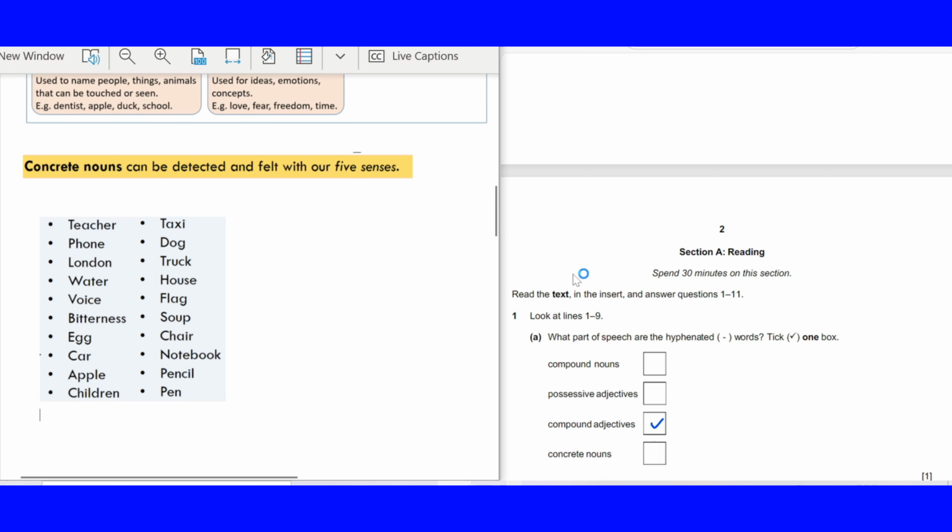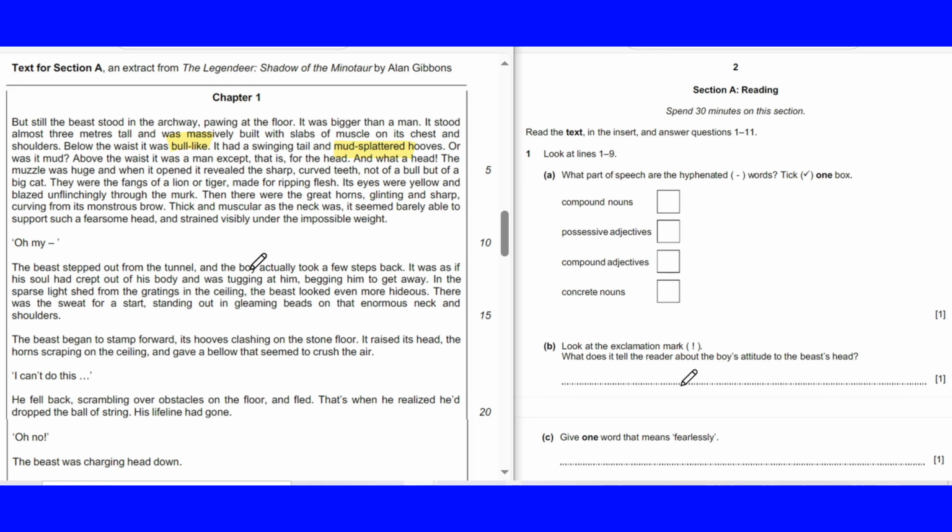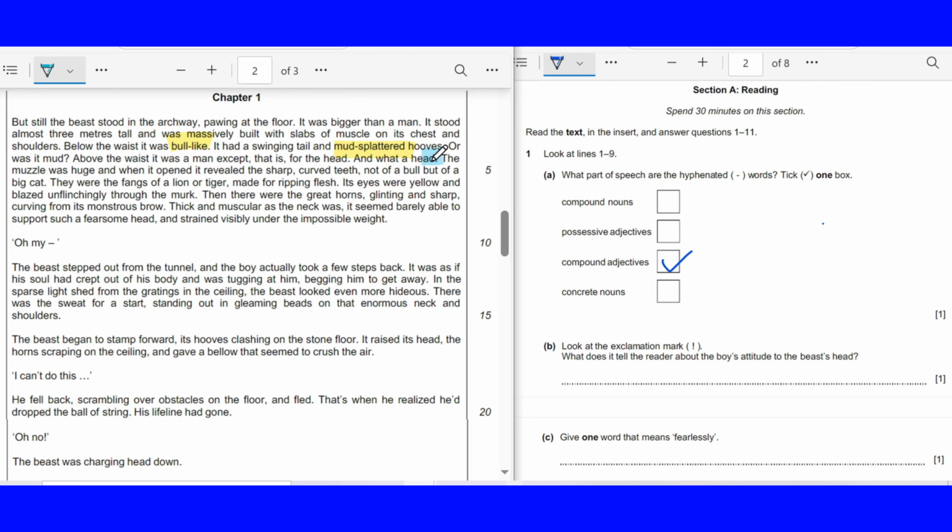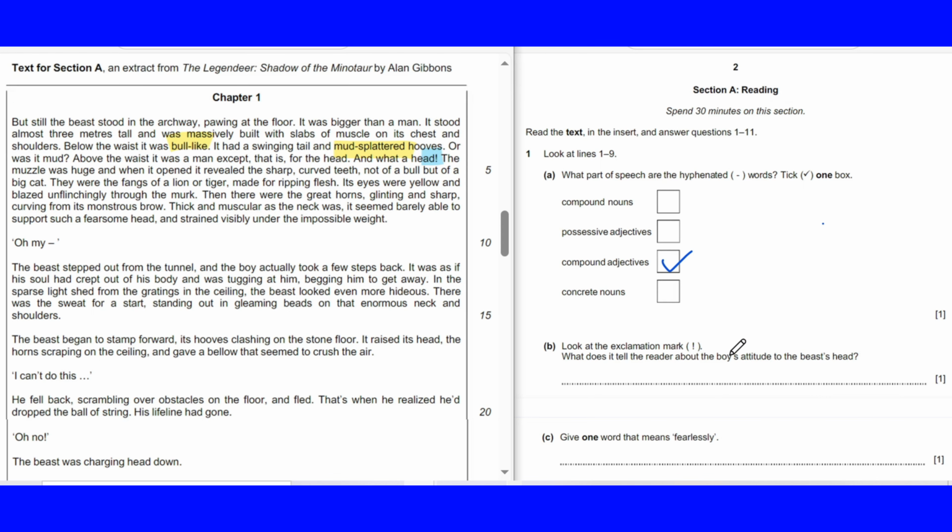Let's move on to the second question. Question 1B. Look at the exclamation mark. What does it tell the reader about the boy's attitude to the beast head? Here we go: "A what a head!" with exclamation marks. What does it tell the reader about the boy's attitude to the beast head? 10 seconds from now. If you have not finished, you may pause this video if you still need time to get your answer.